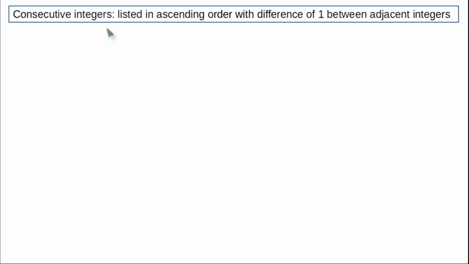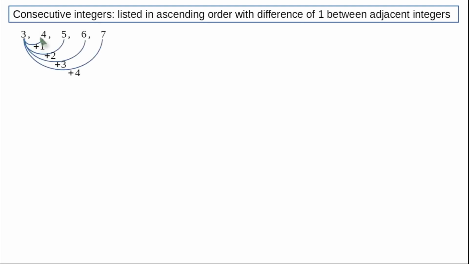Consecutive integers are several integers listed in ascending order with a difference of 1 between adjacent integers. So I have an example of 5 consecutive integers from small to large. The difference between 3 and 4 is 1, 4 and 5, 5 and 6, 6 and 7, their differences are always 1. But we can also use the first integer as our reference.